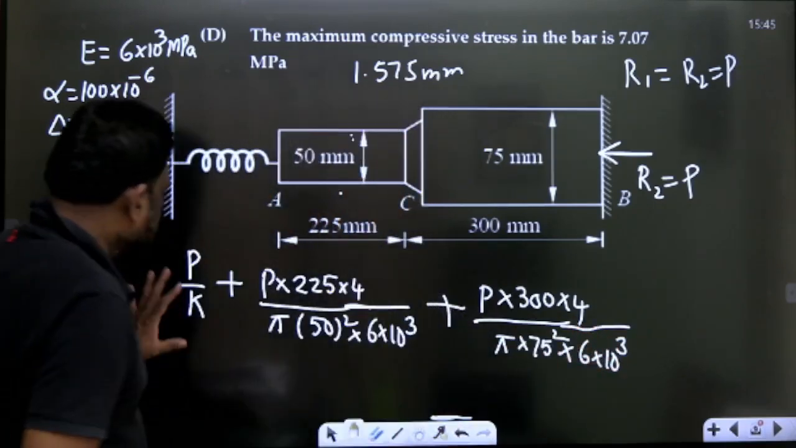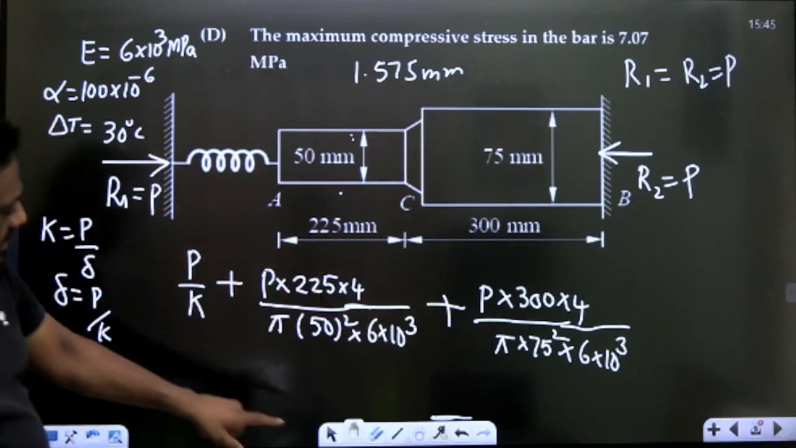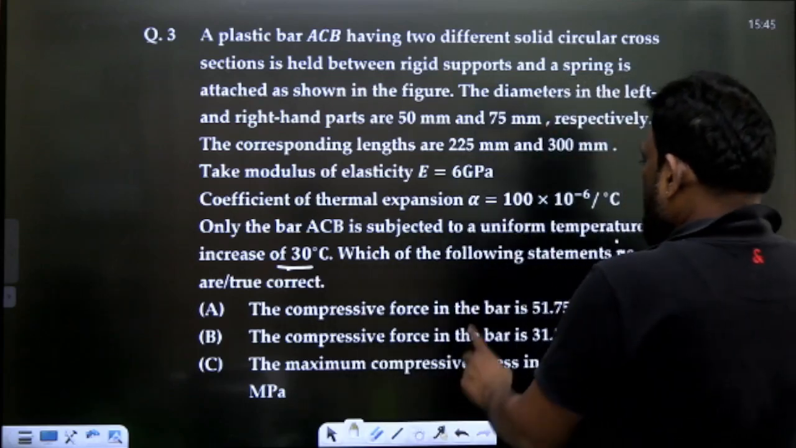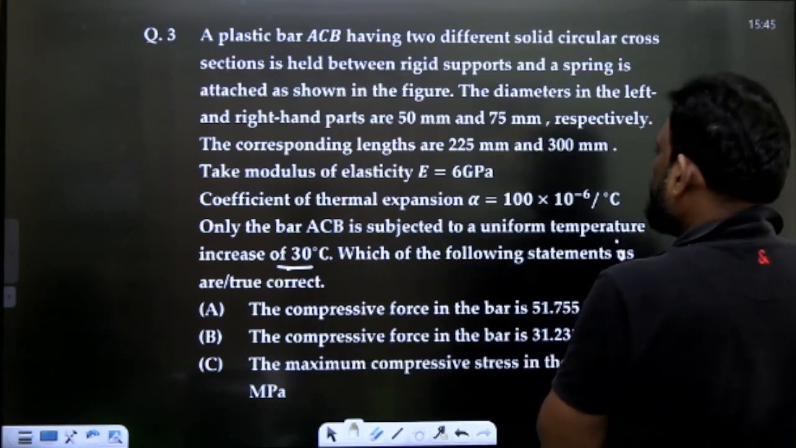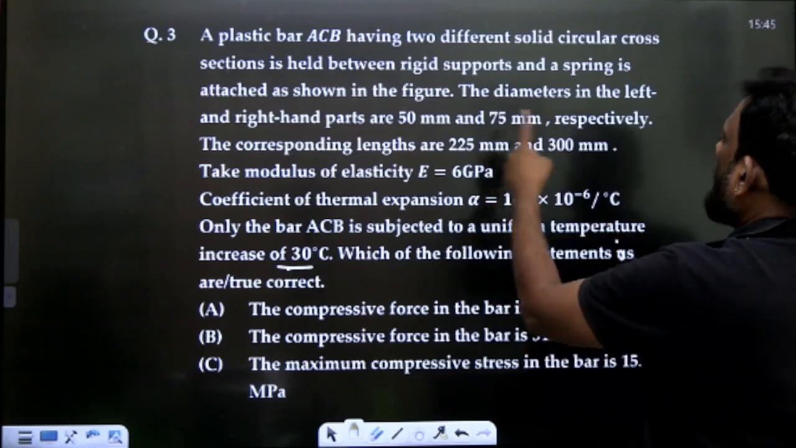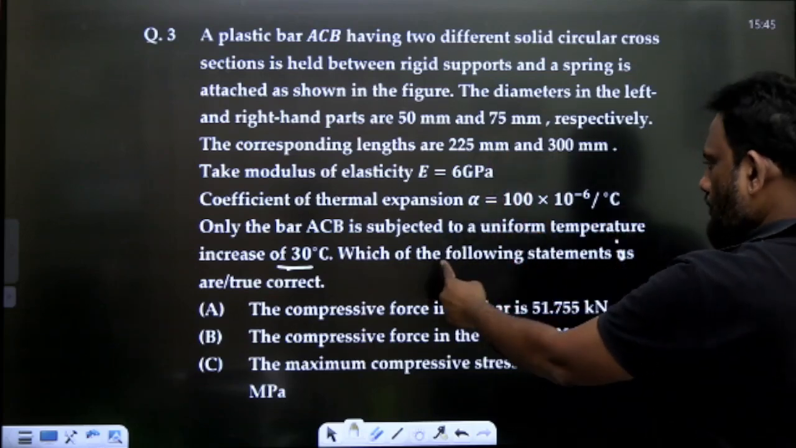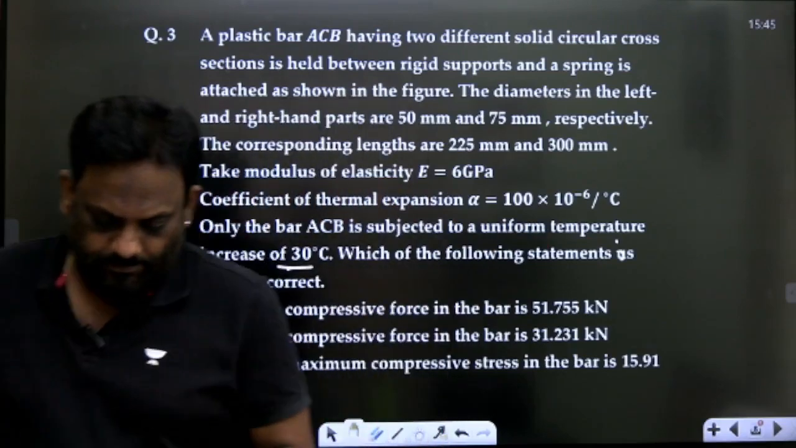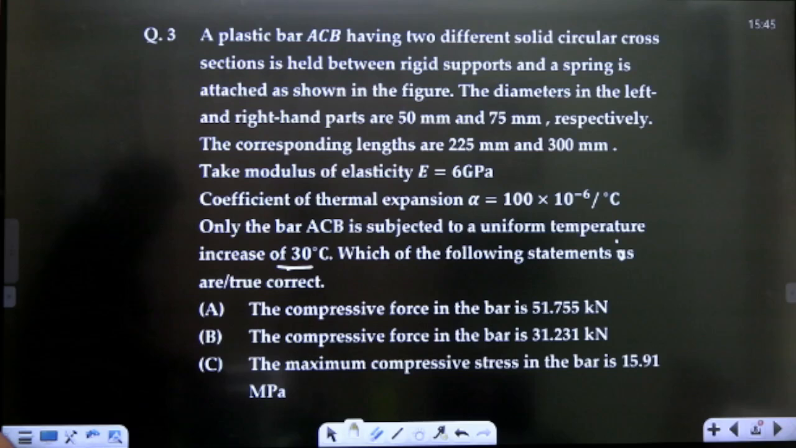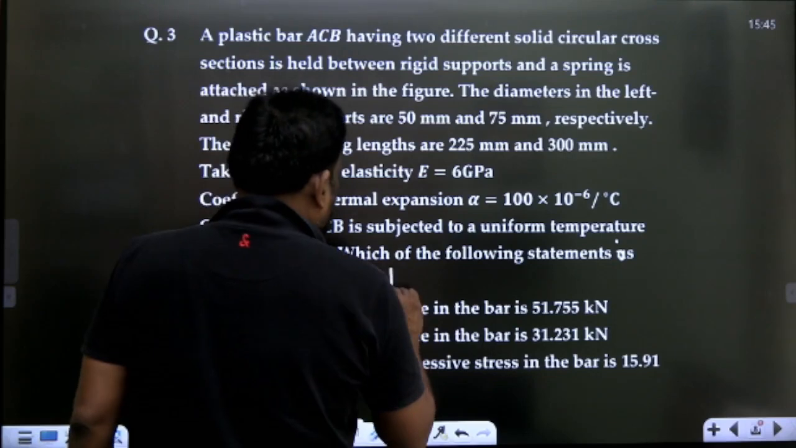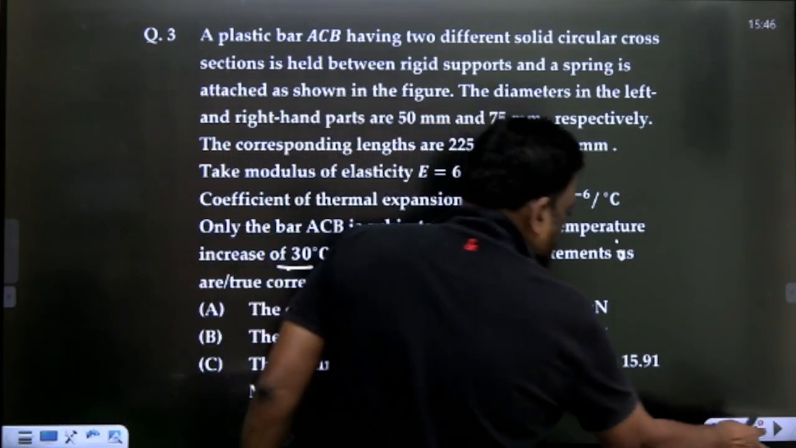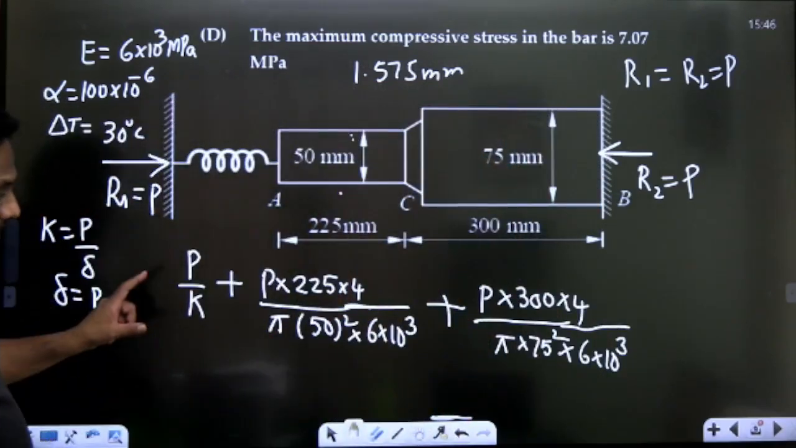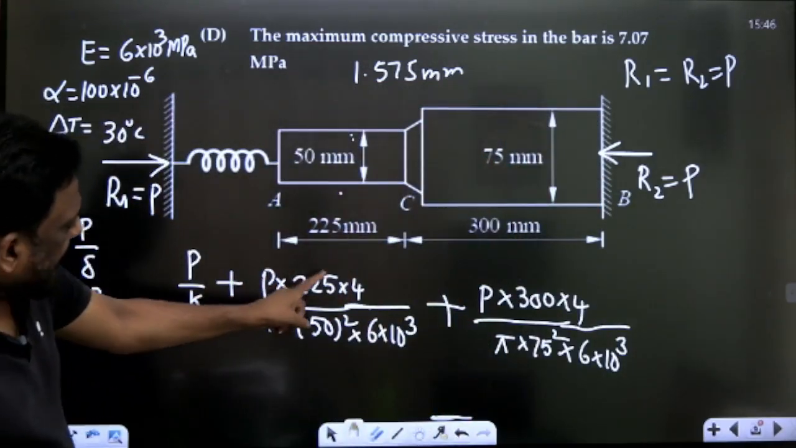So therefore this is the total compression, and already K is given. Somewhere K is given, have a look once. Where is K given? Let me check, sir. It is given as 50 mega Newton per meter. 50 mega Newton per meter. But you should be careful with units.